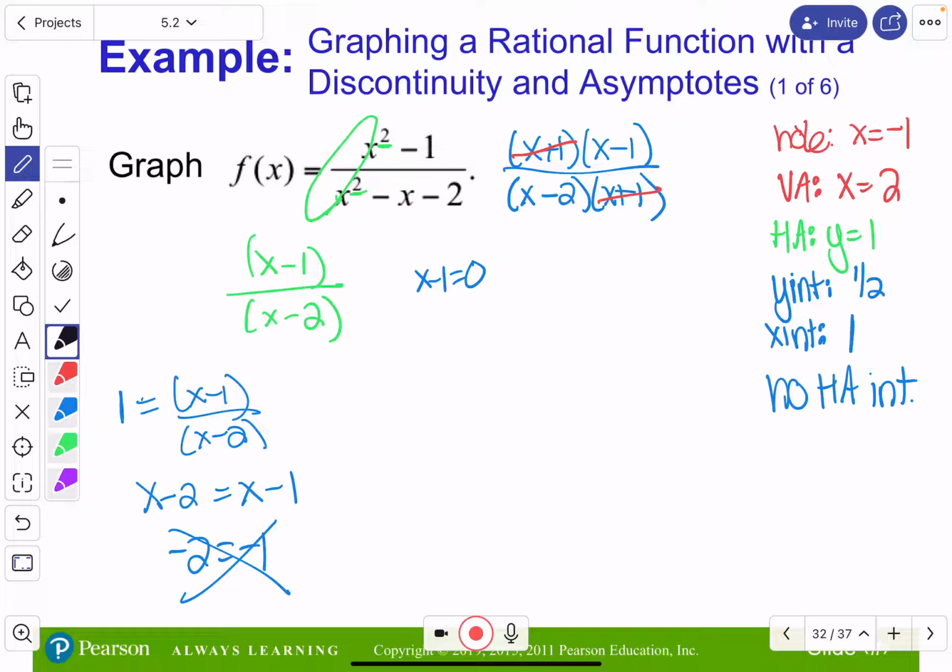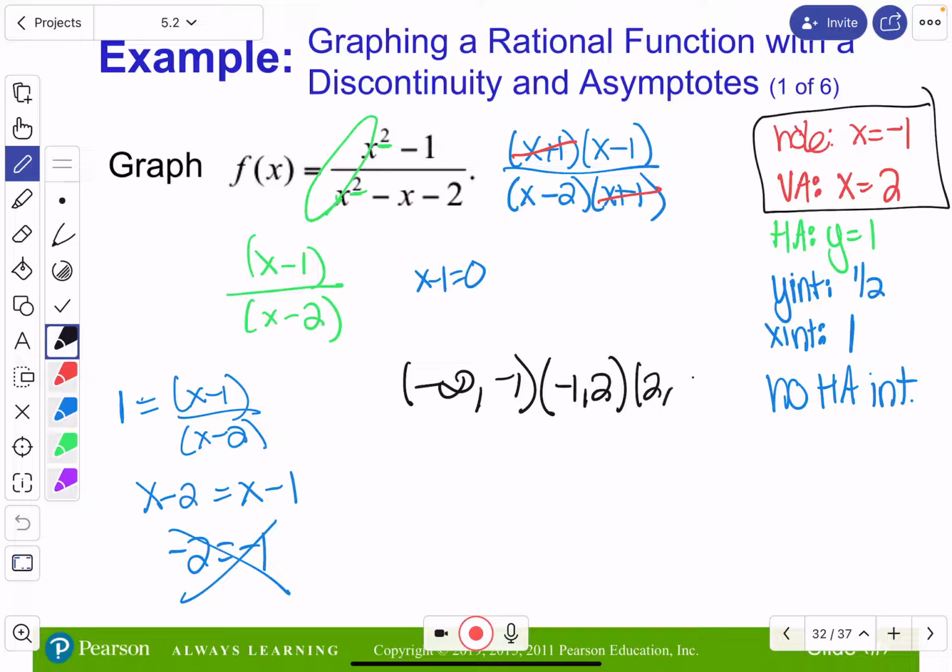So now we're going to test our domain, which I forgot to write with the range, with the hole here. So we go -∞ to -1. We treat the hole just like a vertical asymptote with our domain. So -1 to 2, and then 2 to infinity. Because we have no intersection, we don't need another break there. So I'm going to test -2, 0, and 3.